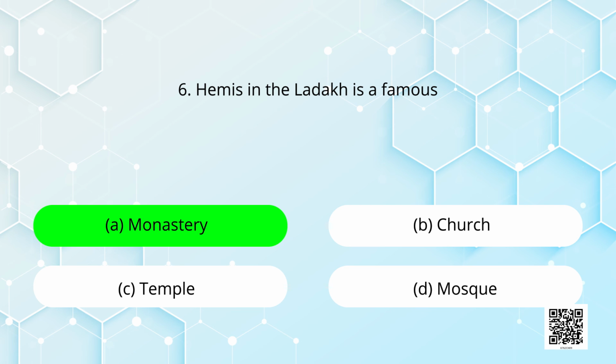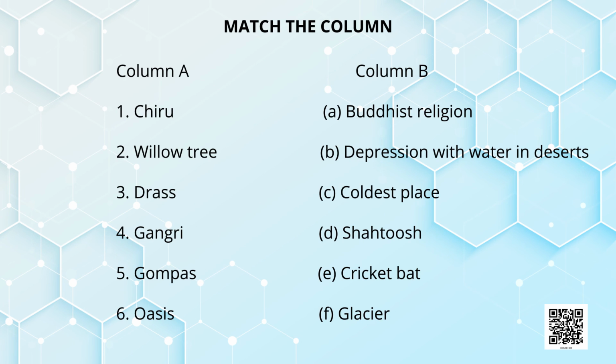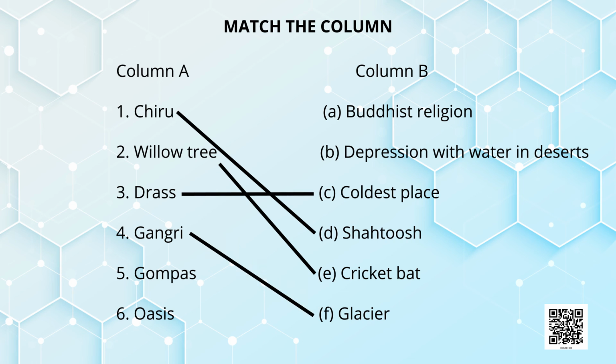Alright, on your screens you can see 2 sets of words in 2 different columns. So let's match the columns. Chiru, Arda, Shahtush; willow tree is used for cricket bat. Dras is the coldest place. Gangri is a glacier. Gompas is associated with Buddhist religion. Oasis, depression with water in deserts.